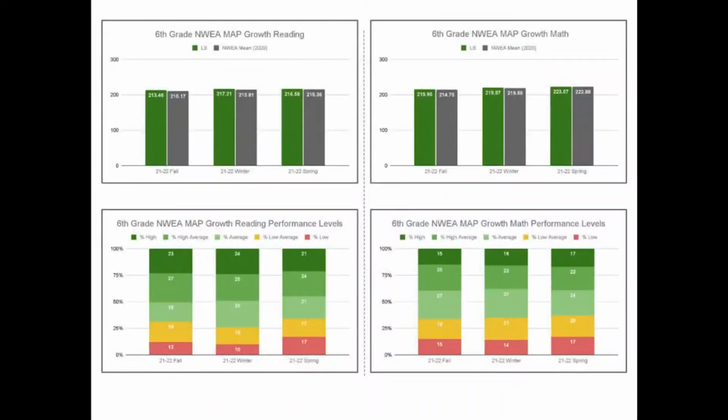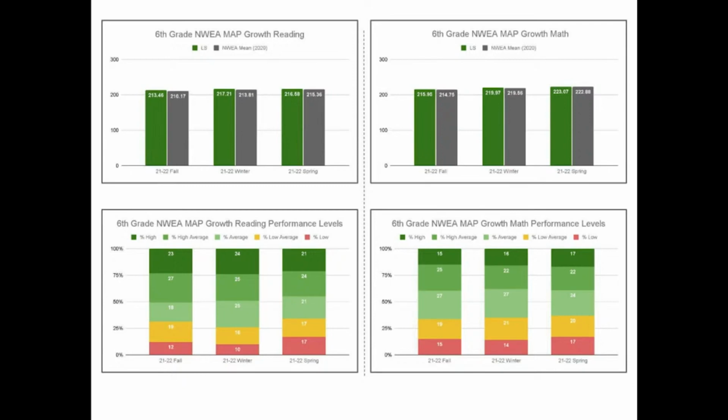As I talk about middle and high school academic data, with the NWEA MAP Growth for reading and math, that's what we have for 6th, 7th, and 8th grade. You'll see some similar trends to 4th and 5th grade. It is a similar story in all 3 grade levels: we do see some cohort growth, and across the board, Lindbergh outperforms the national mean in fall, winter, and spring. Again, that national mean is from 2020, pre-pandemic, and we are outperforming it.